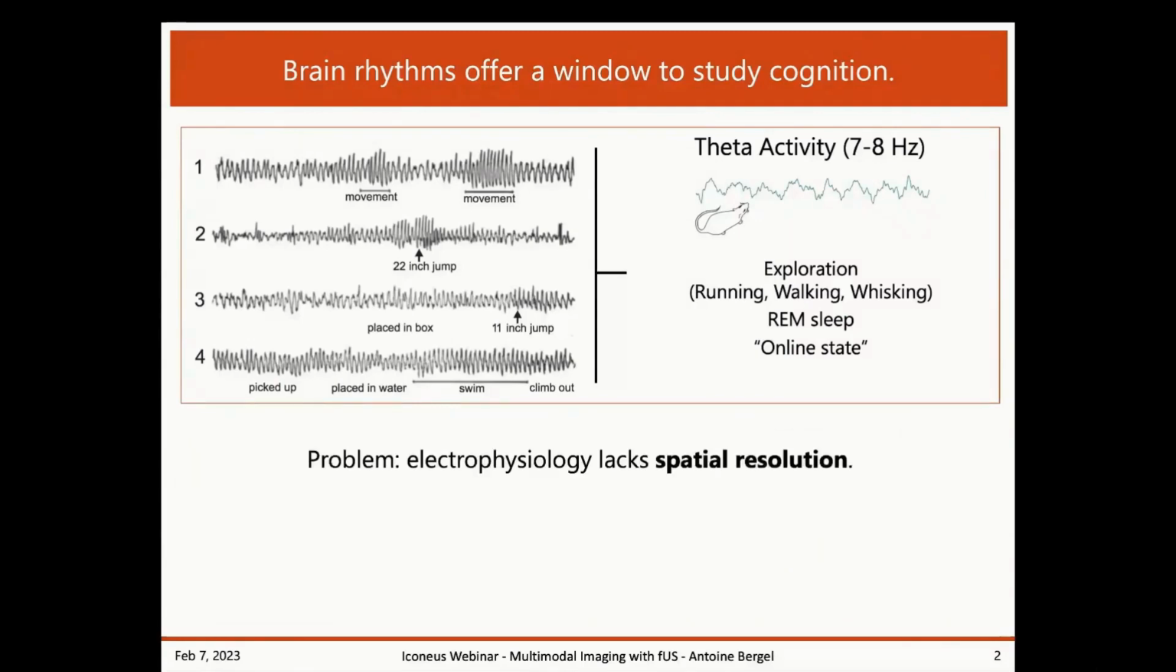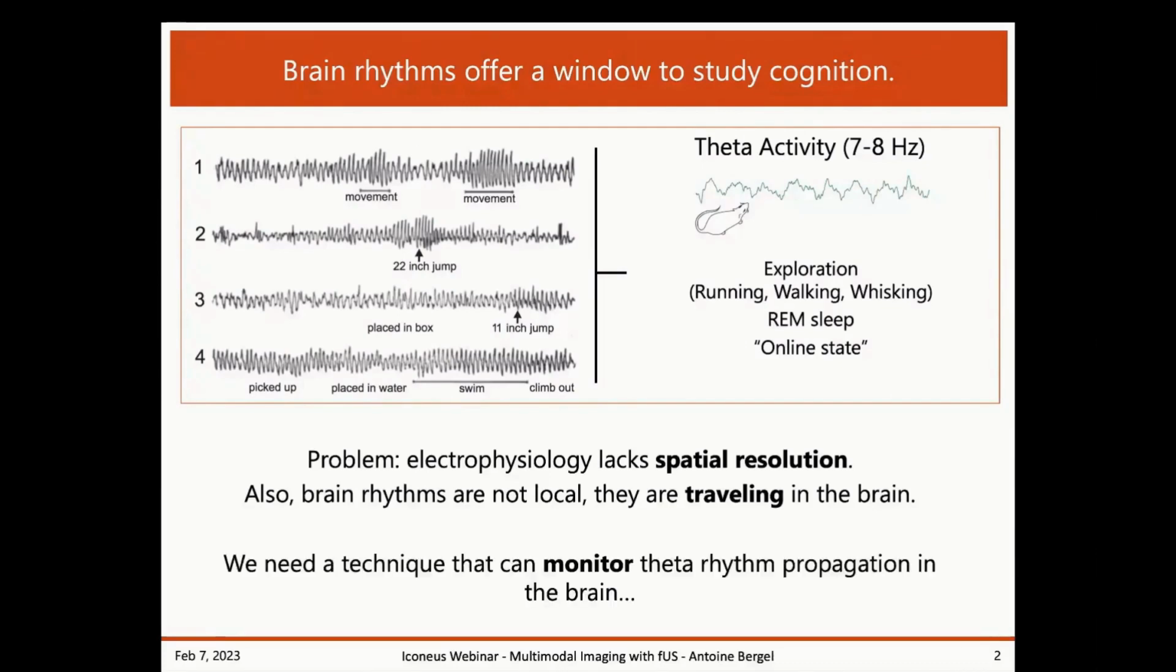At the beginning of my PhD, the idea was, okay, we would like to study these brain rhythms. They are interesting to inform us on cognition, but if you only use electrophysiology, then you have a lack of spatial resolution. Also, these brain rhythms are not local. If you put an electrode elsewhere in the brain, you will sense them. It was demonstrated later that theta activity especially consists of traveling waves. You don't exactly know where it starts, and it's not exactly the same pattern that you see in different brain regions. So we need a technique that can monitor theta activity and its propagation throughout the brain.